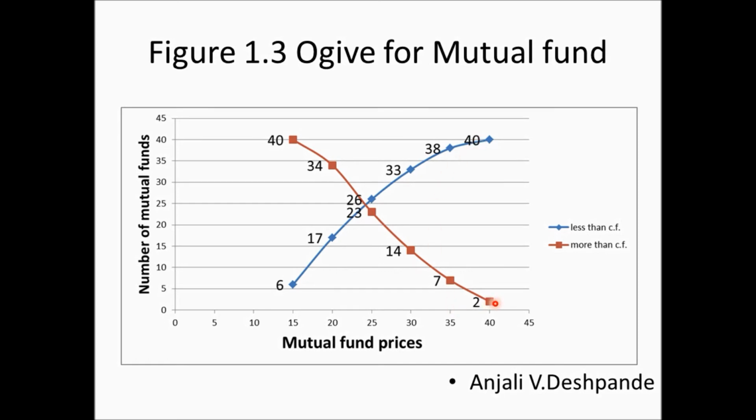Likewise here the curve which is in the brown color is the more than ogive curve. Over here we have the more than cumulative frequencies. Again you can rewind the video and see that table: 2, 7, 14, 26, 34, 40. In this manner, in the frequency distribution we were taking frequencies, but in this ogive we are taking the cumulative frequencies as such to draw the curve.